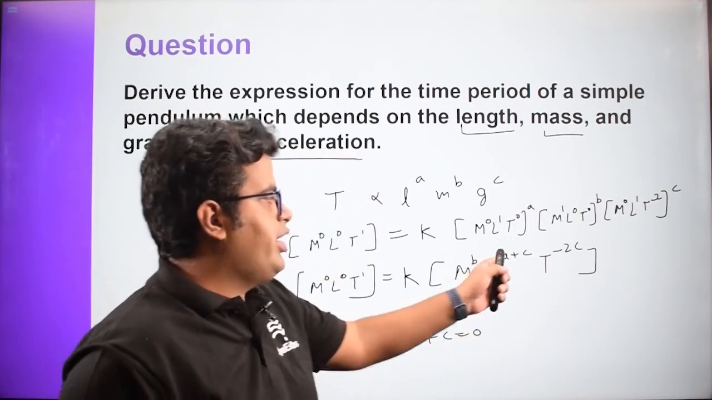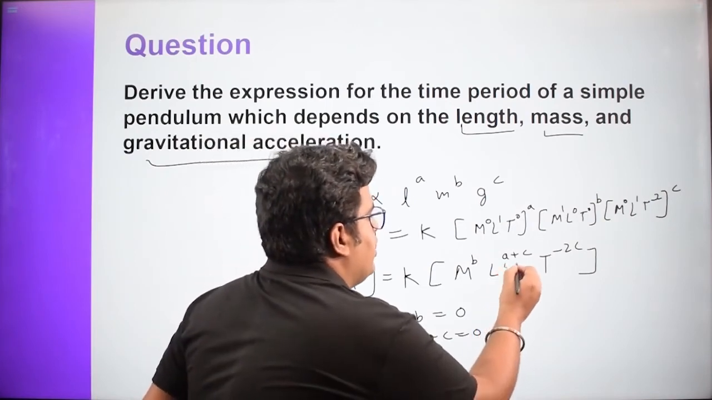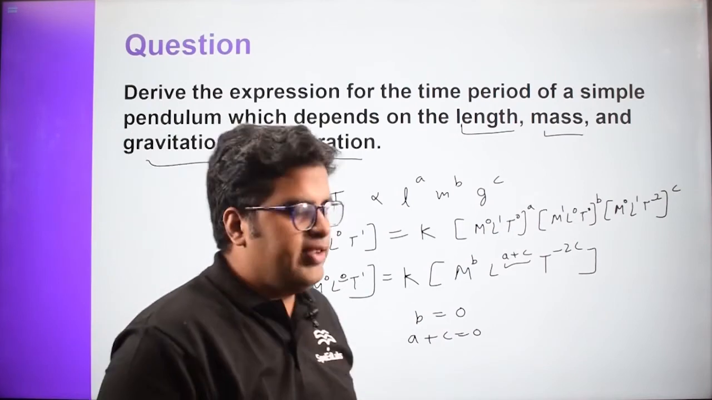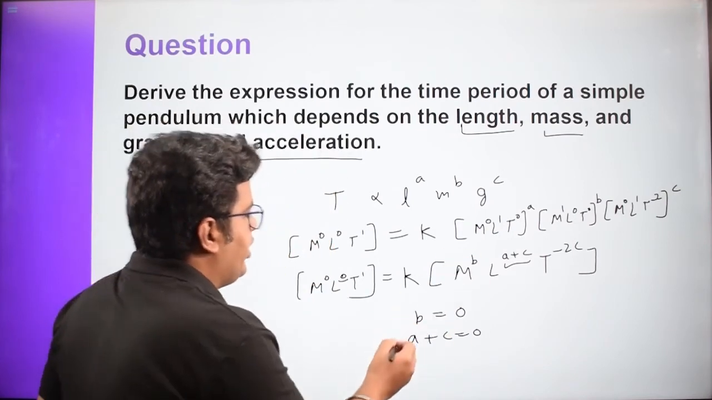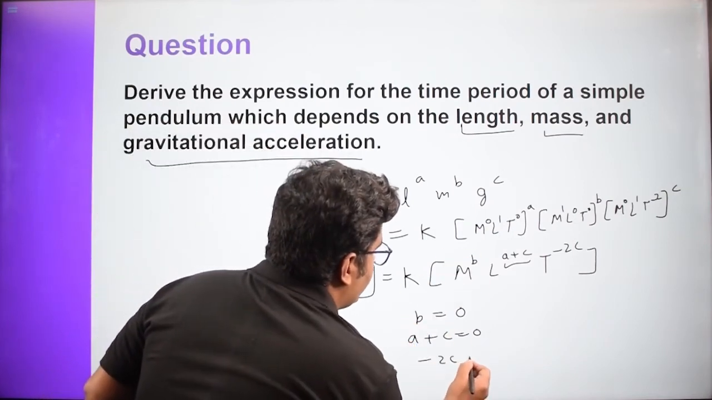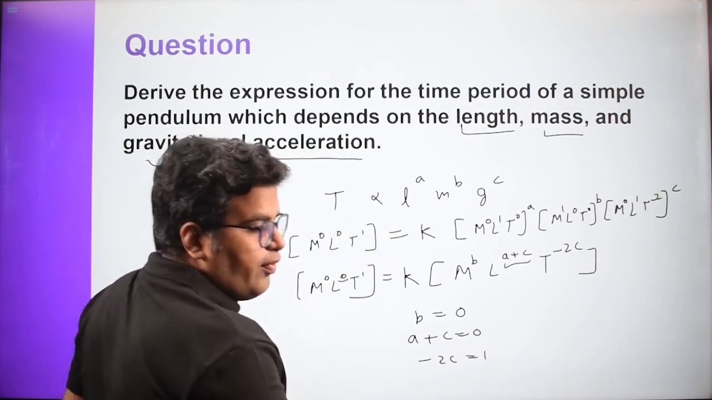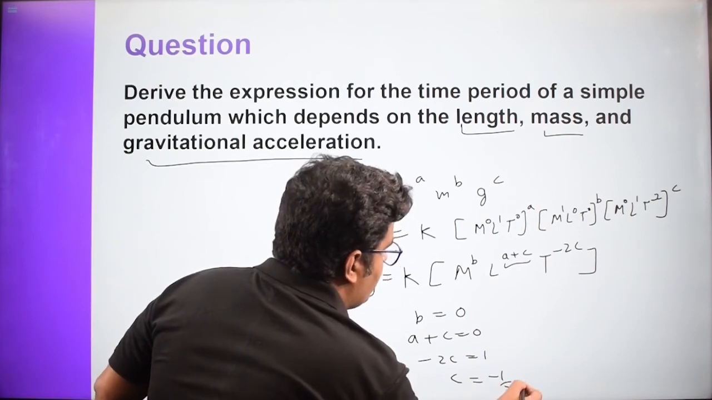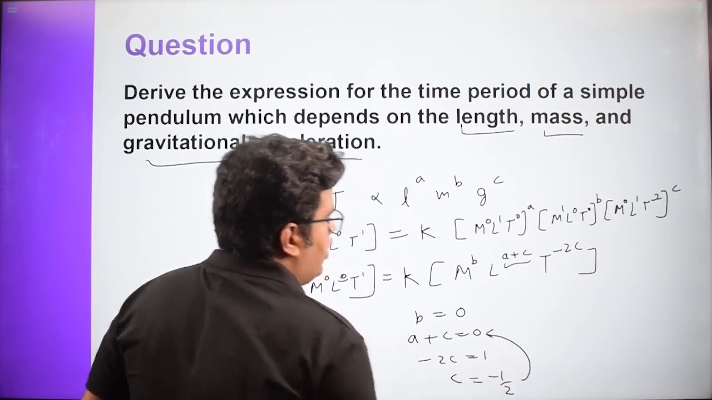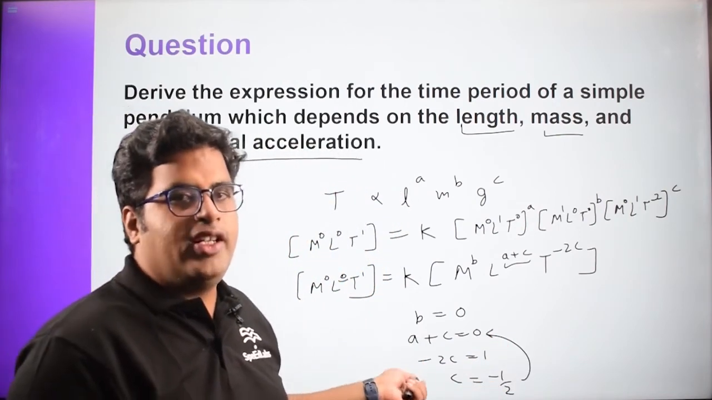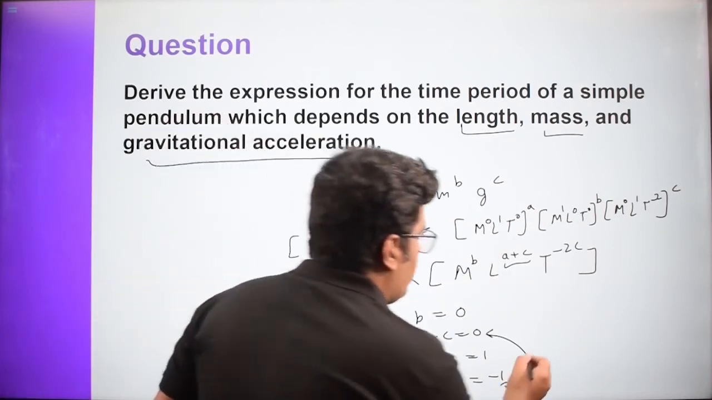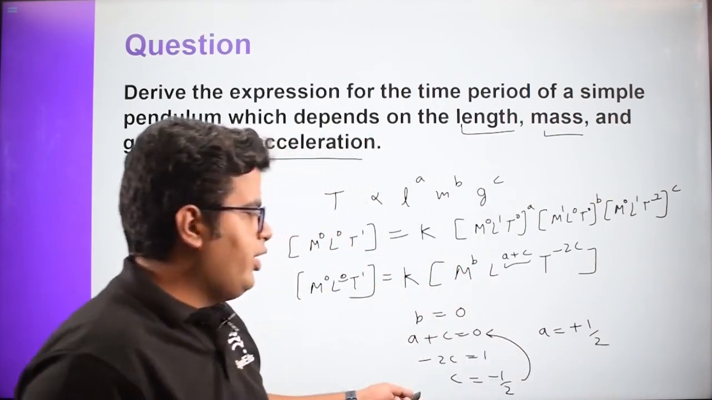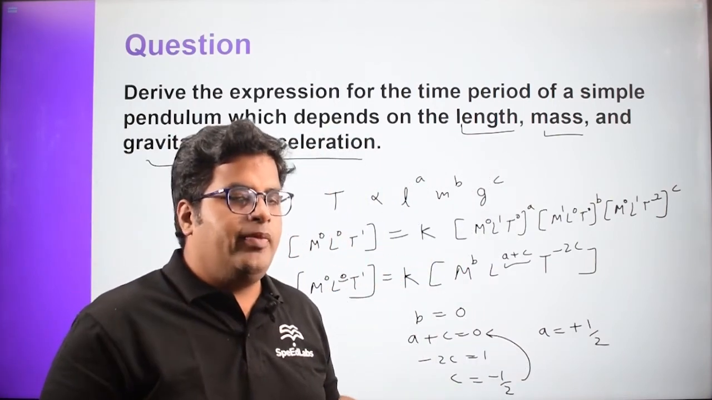0. Because in the right hand side we have the powers of L as A plus C, and in the left hand side it is 0. So you have compared A plus C with 0, right? Then we have the powers of T. So you have minus 2C, and that is equal to 1. If I ask you the value of C, that is going to be minus 1 by 2. Now once you put this value in this equation, if C is minus half, minus half will go that side, so we'll have the value of A as plus half. So finally we got the value of A, we got the value of C, we got the value of B. That was our aim to find out.